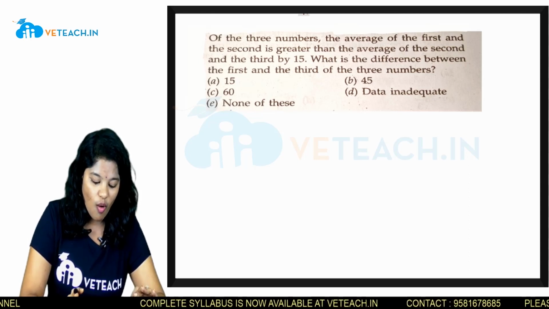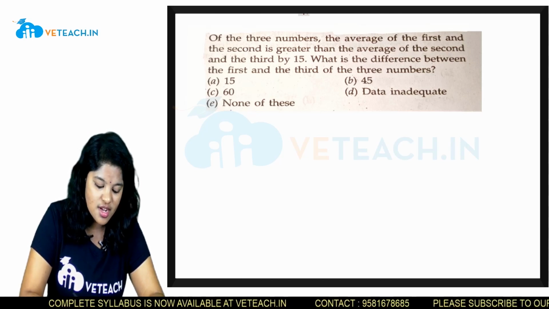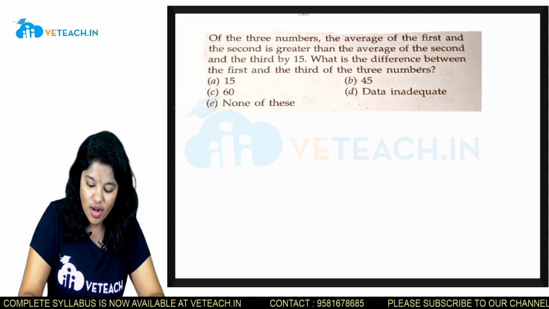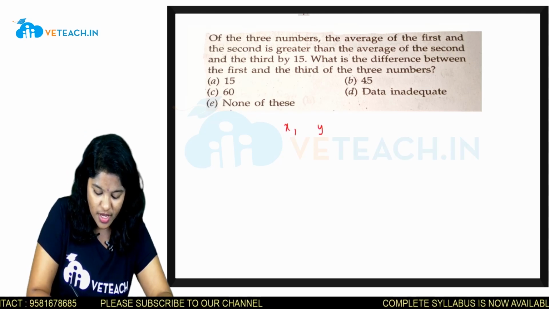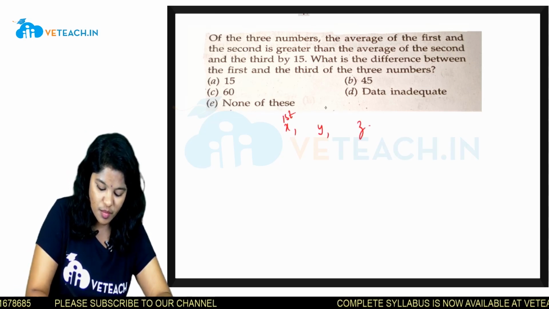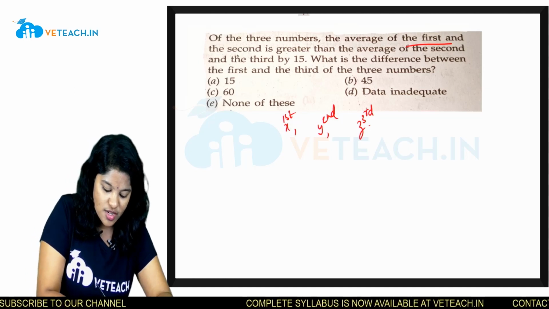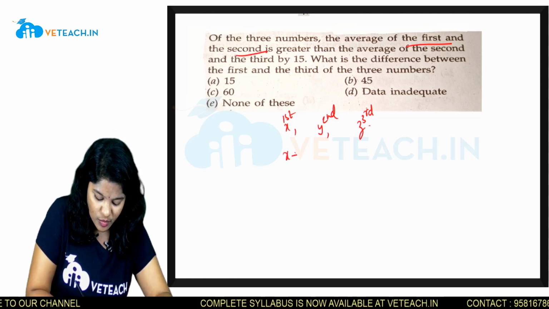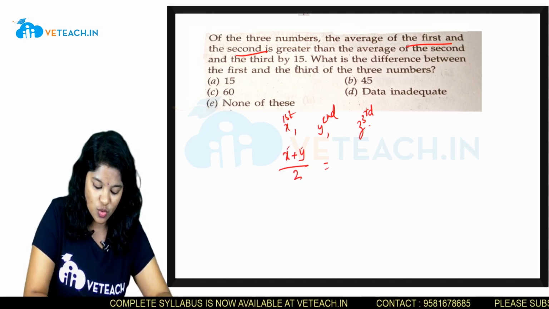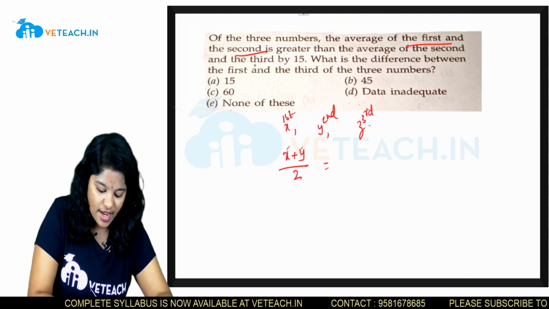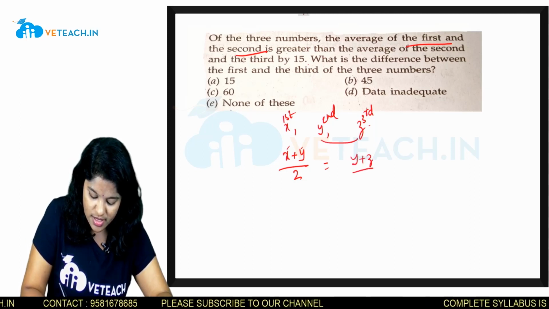See the next question. Of the three numbers, the average of first and the second is greater than the average of the second and third by 15. What is the difference between the first and third of the three numbers? So let the three numbers be X, Y and Z. This is the first number, this is the second number and this is the third number. They have given that the average of first and second numbers, that means add both and divide by 2, since we are having two terms, is greater than the average of second and third by 15. The average of second and third is Y plus Z by 2.